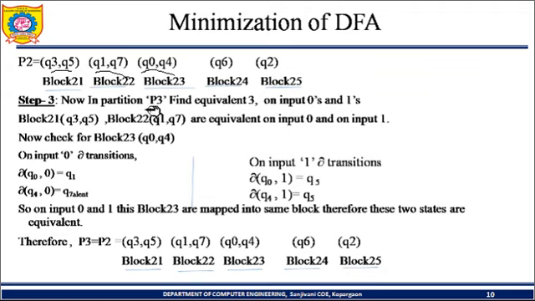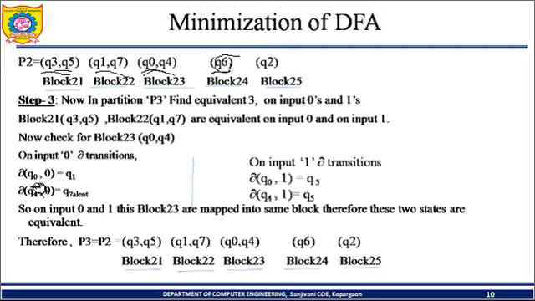Now in partition P3 we have to find out equivalence on input 0 and 1. So in block 2 1 those two states are identical, we have already found out. Q1 and Q7 are also identical on input 0 and 1. But now we have to check Q0 and Q4, and Q6 is a new block. But in that block there is a single state, so no further partitioning is possible.